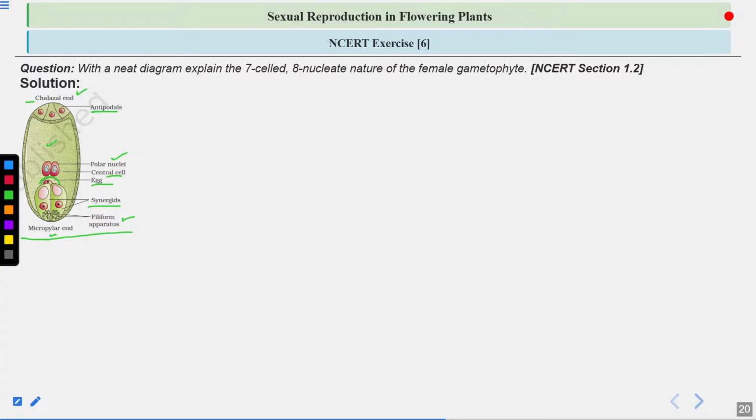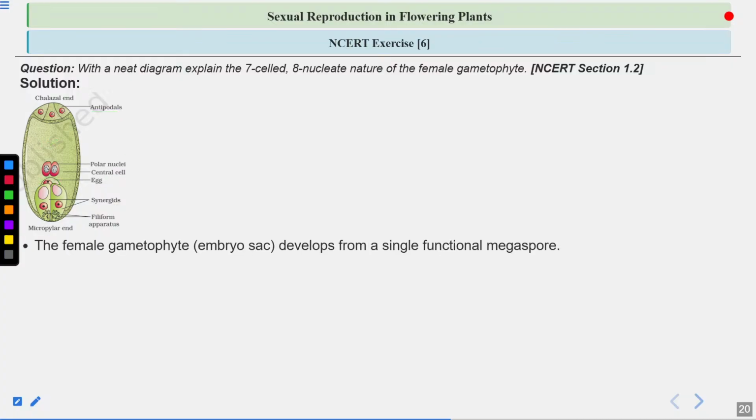The megaspore mother cell, one of the nucellus cells that gets differentiated, was diploid. It undergoes meiosis and forms 4 megaspores. Out of these 4 megaspores, 3 get degenerated. Only one functional megaspore is involved in the formation of this female gametophyte, the 7-celled 8-nucleate structure. The female gametophyte or embryo sac develops from the single functional megaspore, and that functional megaspore is haploid in nature.